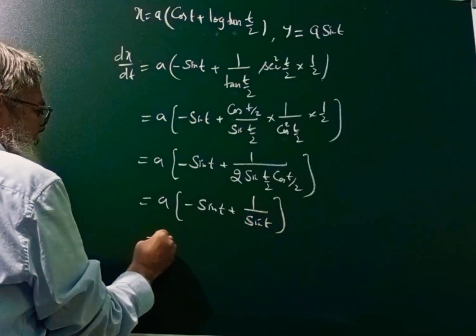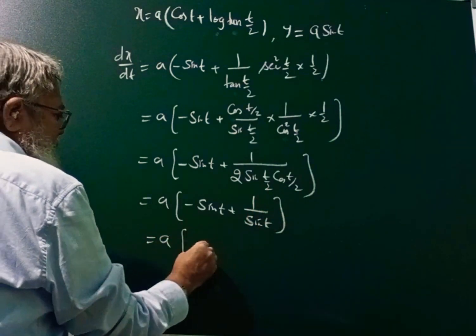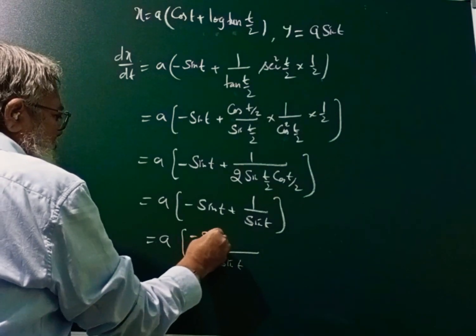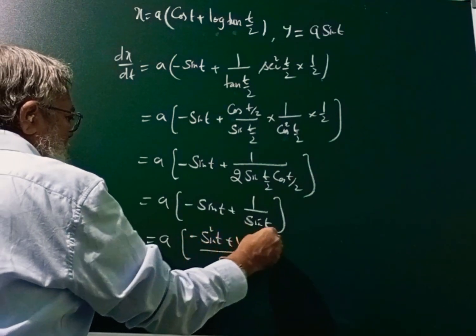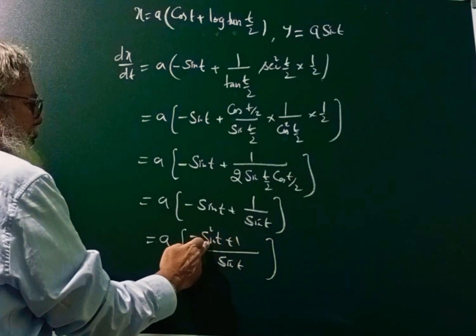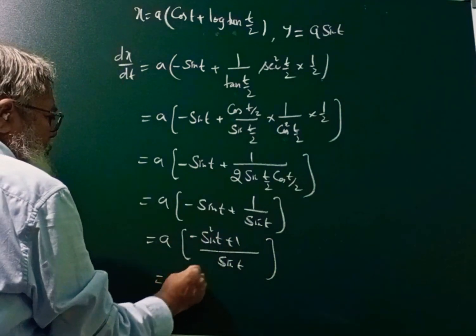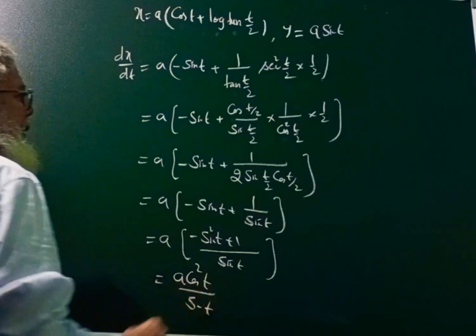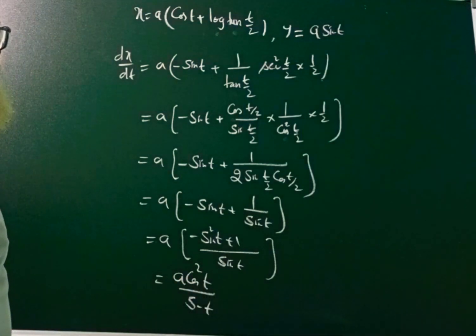Again let us take the LCM. A into, LCM is sin t, so minus sin square t plus 1. But you can see 1 minus sin square t is nothing but cos square t. So a cos square t by sin t, that is the value of dx by dt.